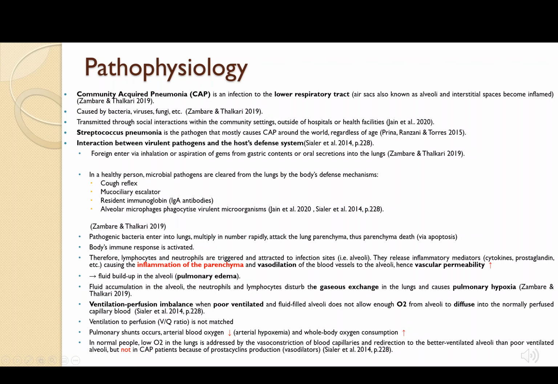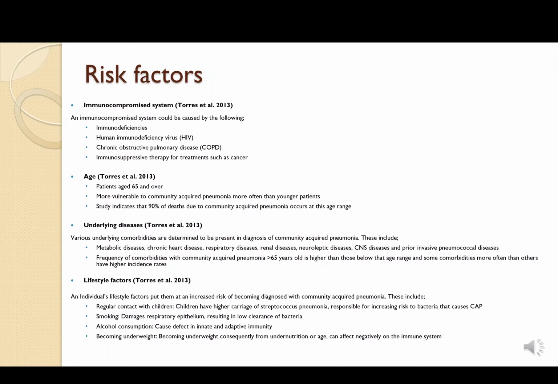Some of the risk factors associated with community-acquired pneumonia include having an immunocompromised system. An immunocompromised system, through causes such as immunodeficiencies, human immunodeficiency virus, also known as HIV, chronic obstructive pulmonary disease, also known as COPD, and immunosuppressive therapy for treatments such as cancer treatment, can all foster a negative alteration in the immune system, impacting the way it functions as well as its effectiveness, which in combination leads to the immune system's vulnerability to infections, especially to those viruses and bacteria that cause community-acquired pneumonia.